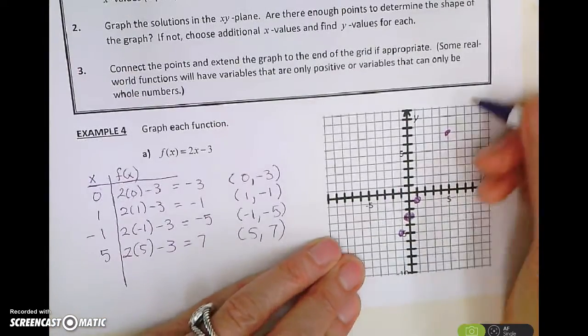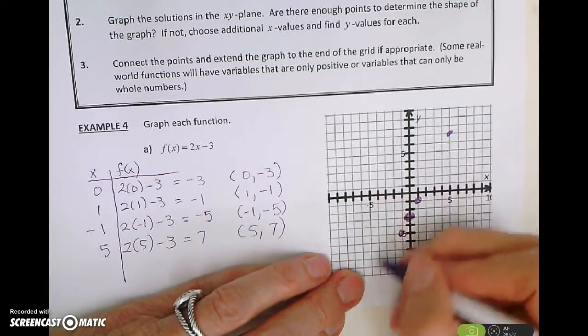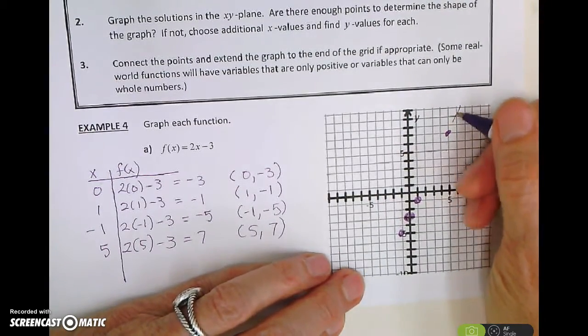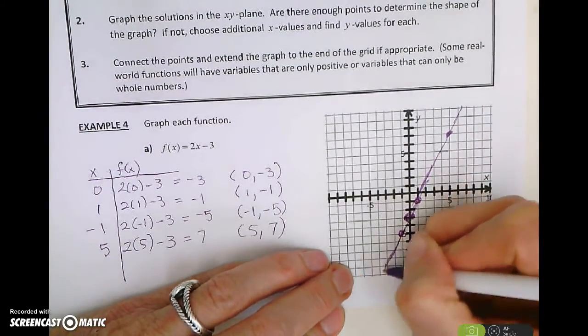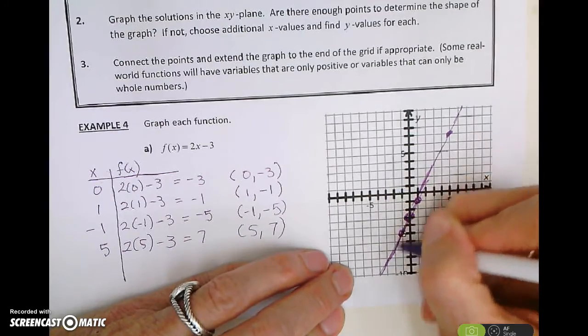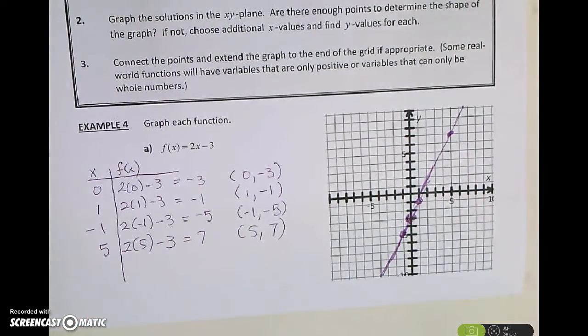And you can kind of see that this is going to graph to be a straight line. You might try negative 3 as well. I'm not going to do that right now, but it's going to end up being a straight line. You can't always assume that. There's some shapes that have straight lines in them, but they're not totally straight. So that's what my graph looks like.